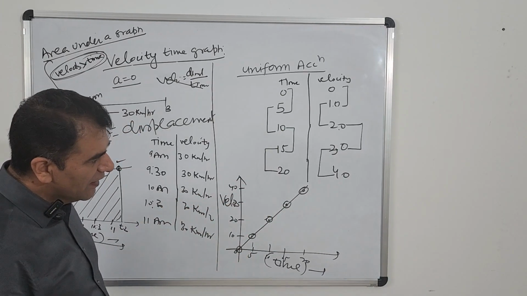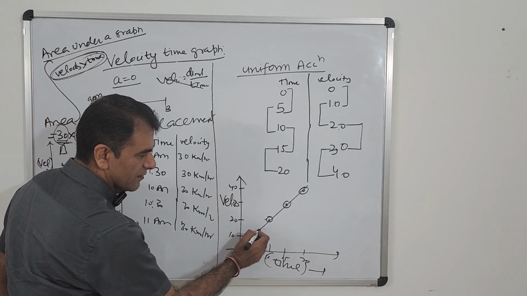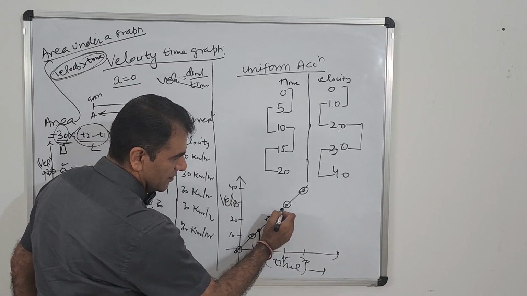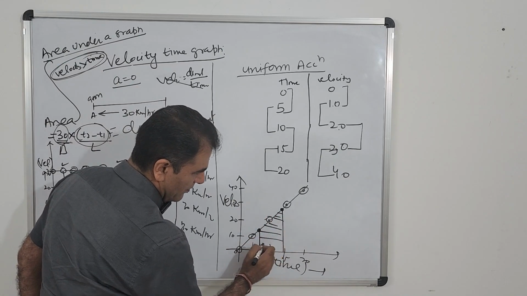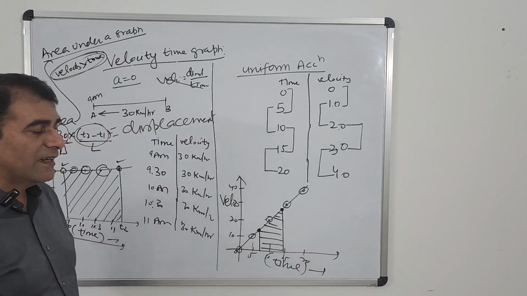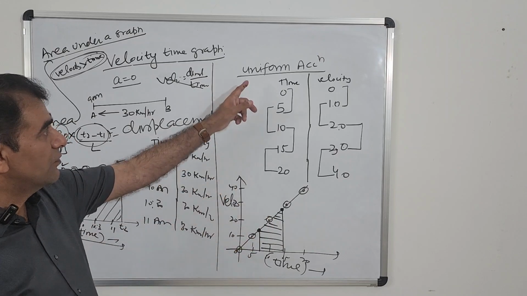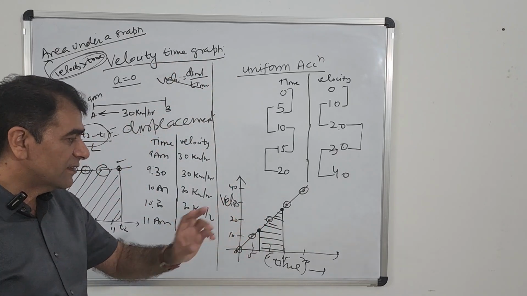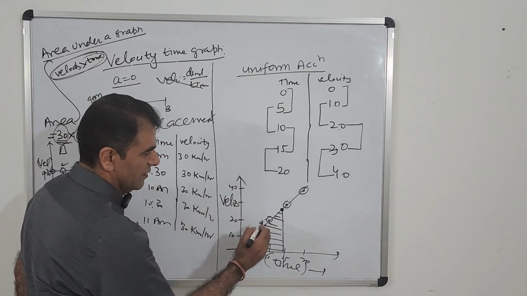Can we find some area under the graph? Yes, let us find how. Take any 2 points. Okay. Draw perpendiculars. Now you know this area is called the area under the curve, area under the graph. Which graph? Velocity time graph. Now what is this area? This area can be found by 2 methods.